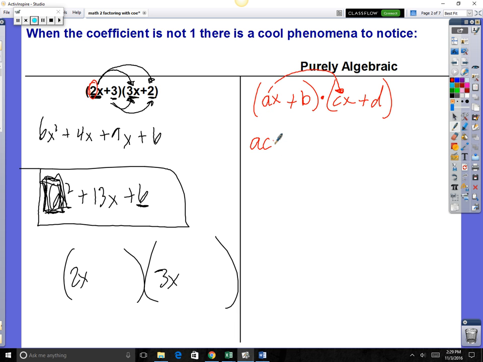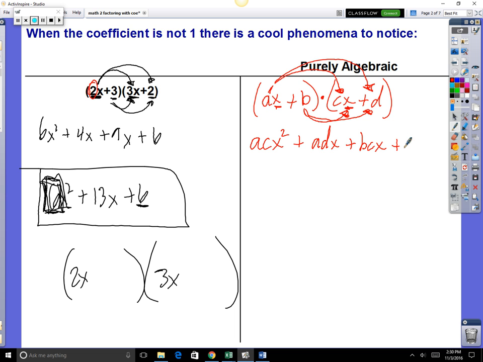acx squared, because x times x is x squared, so I forgot that. So let's do the ax times d. That's going to be adx. Now let's times the b to the cx, and that gives me bcx. And the b to the d gives me bd.